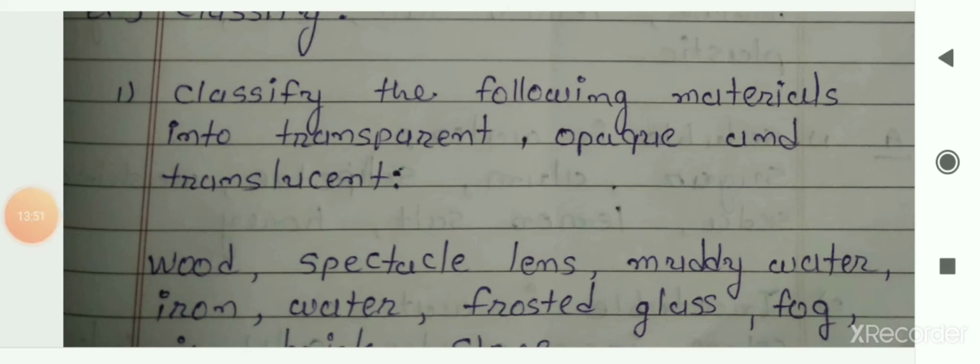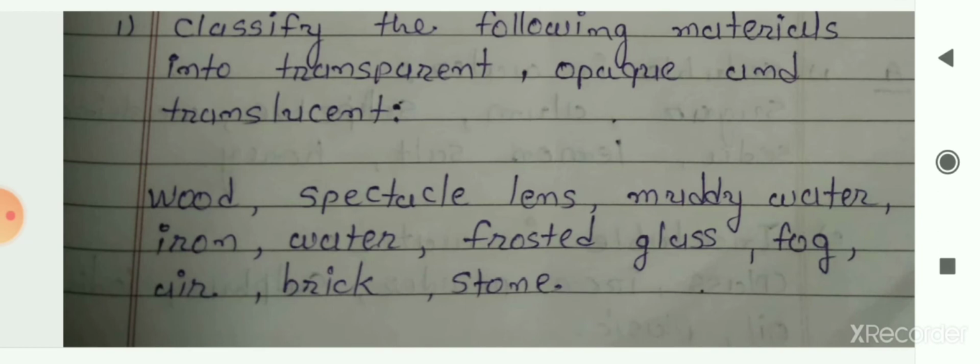So before that, let me recall what transparent, translucent and opaque objects are. The objects through which we can see clearly are known as transparent objects. Next is opaque: the objects or the materials through which we cannot see are known as the opaque materials. And translucent: the objects through which we can see but not clearly are known as the translucent objects. So now let me classify this.